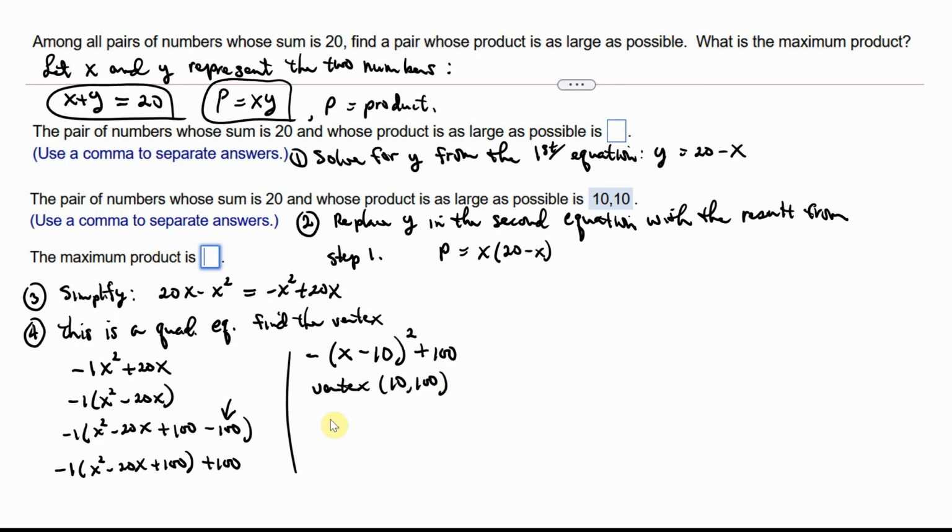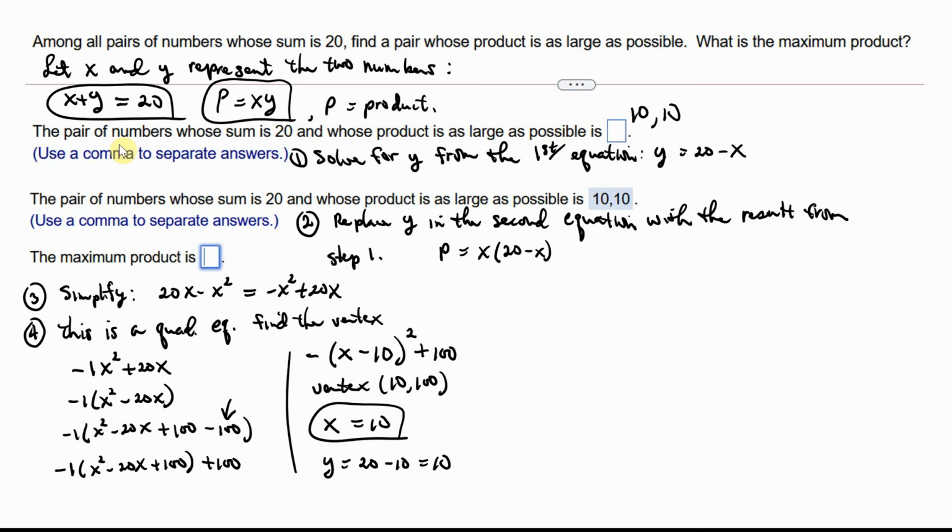So what is x for this problem? x is equal to 10. I just found it from the vertex. If x is 10, y is 20 minus 10. So here it says the pair of numbers whose sum is 20 and whose product is as large as possible is the pair of numbers 10 and 10.